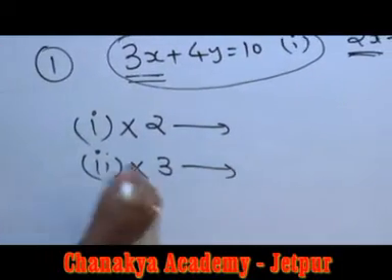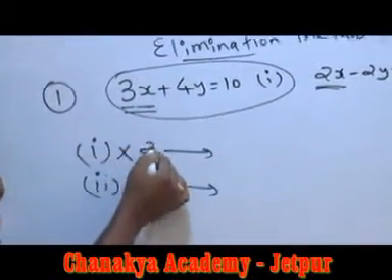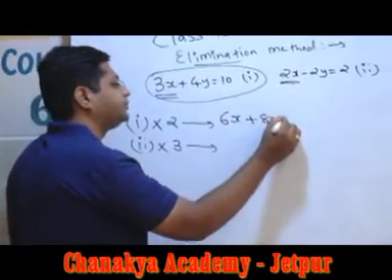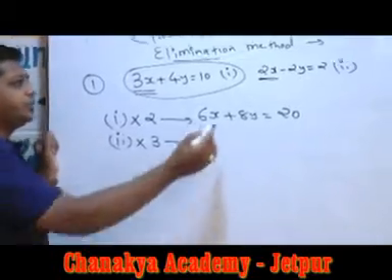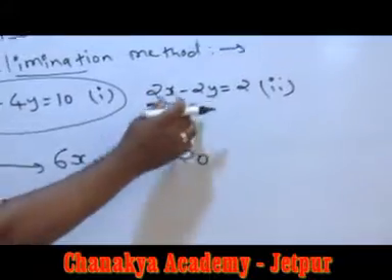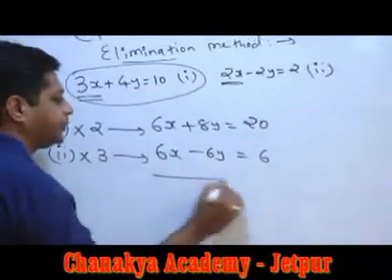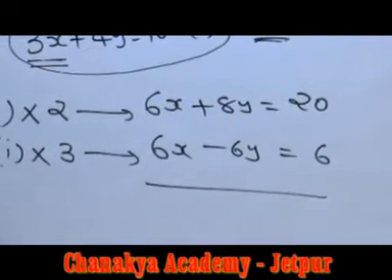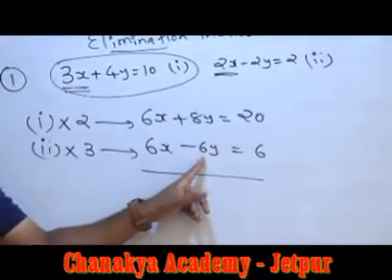When equation 1 is multiplied by 2 throughout, 3x into 2 gives 6x, plus 4y into 2 gives 8y, 10 into 2 gives 20. Next, equation 2 is multiplied by 3: 2x into 3 gives 6x, minus 2y into 3 gives minus 6y, 2 into 3 gives 6. Now both the equations are multiplied with the coefficient of x vice versa: 6x plus 8y equal to 20, 6x minus 6y equal to 6.